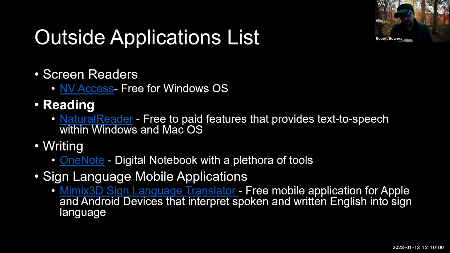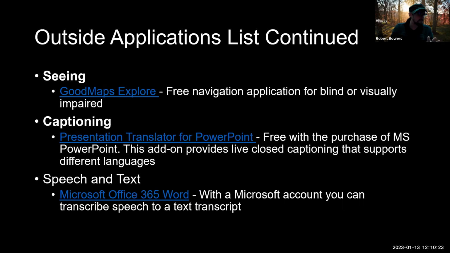And OneNote is one of the products that has that tool. Now, there's a couple other things out there that I have explored. Sign language mobile applications, like the 3D sign language translator by Mimics. It's free. It's a mobile app that can be used on Apple and Android devices that interprets spoken and written English into sign language. So it's very cool stuff. I really highly recommend checking out a few of these things.